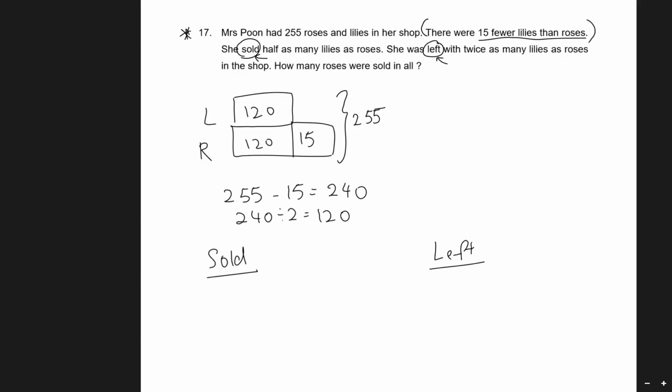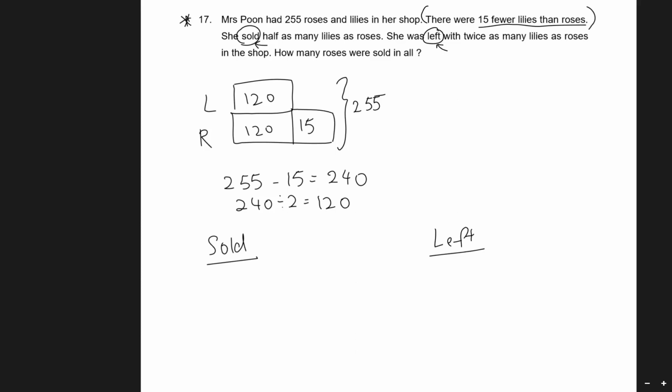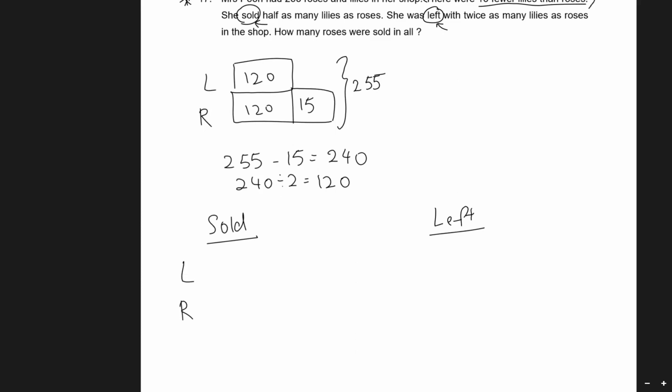Okay, let's read on the clue. She sold half as many lilies as roses. So she only sold half of it.